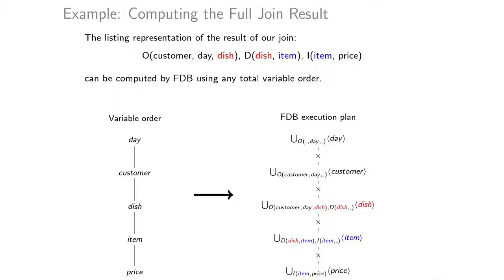Okay? So in particular, for our query, if we take now a variable order which is this path, we construct an execution plan which is exactly like this. So we say here, go over day. Okay?